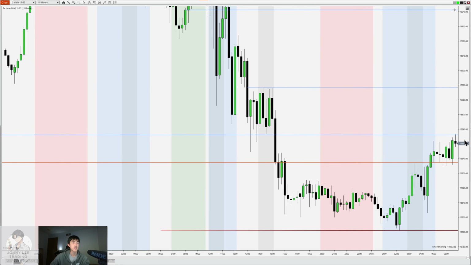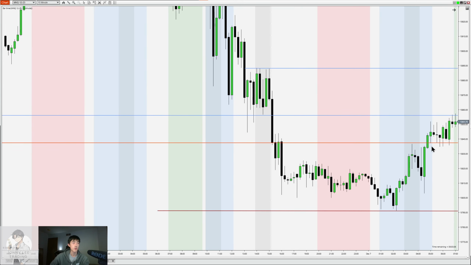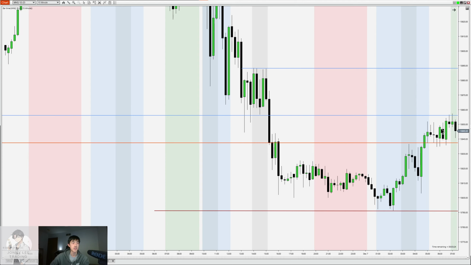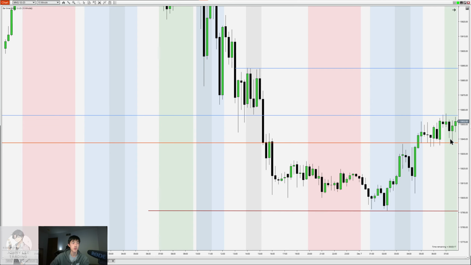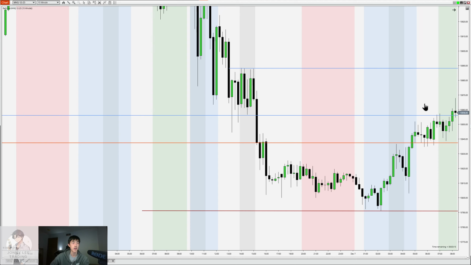So in London's price action, we see that we traded down to a fair value gap, traded to the high of a bullish order block, and we continued higher. And now we traded down to this bullish order block, continued, took out a short-term low, and are now heading higher.